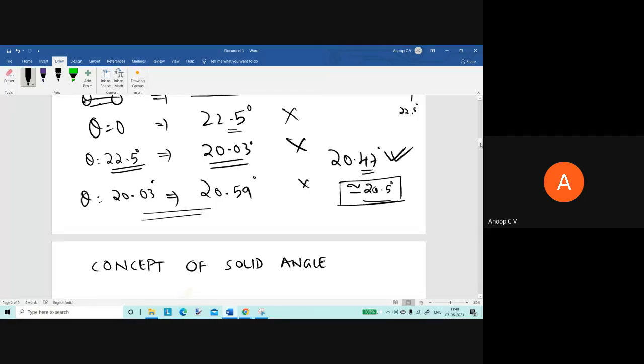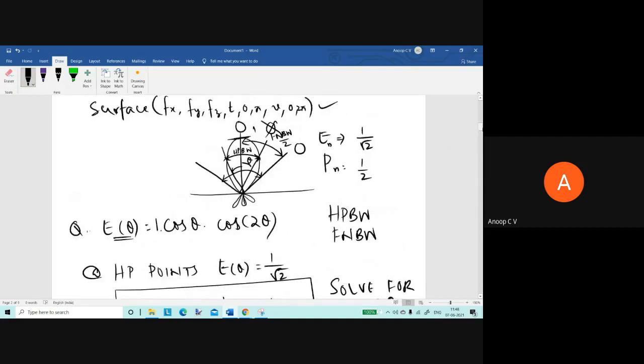So this angle is theta. That theta is say 20.47 or 20.49 degree. So what will be the half power beam width? On both sides we have theta, so the separation between the half power points will be twice theta. Half power beam width will be 2 times theta, that is 2 times 20.49, which is approximately equal to 41 degree.